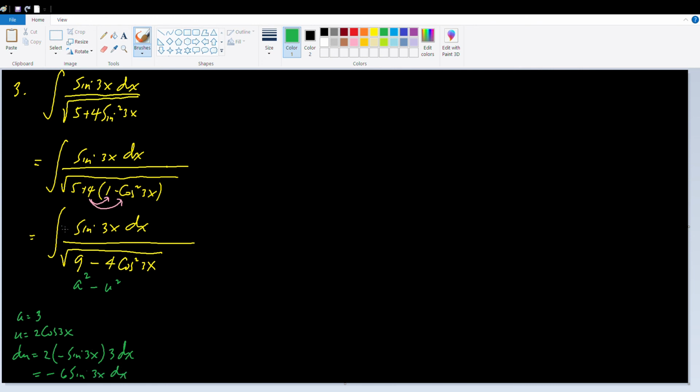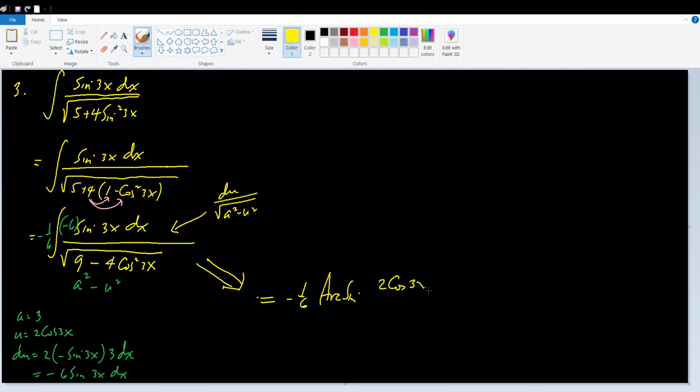That is equivalent to negative 6 sine of 3x dx. So we shall be needing negative 6 to complete our du, and we multiply it by its reciprocal, negative 1 over 6. So our integrand is now of the form du all over the square root of a squared minus u squared. And we know that this is equal to negative 1 over 6 arcsine of 2 cosine 3x all over 3 plus c.